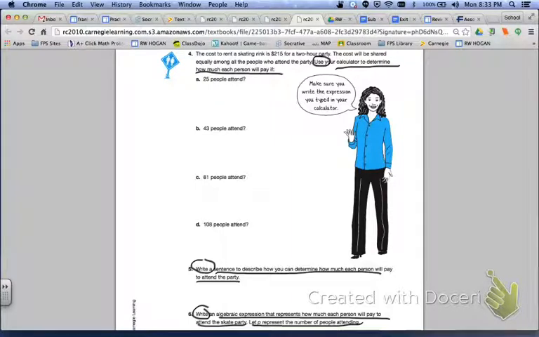Again, for number 5, you are writing a sentence to describe how you can determine how much money each person will pay to attend the party. And for number 6, write an algebraic expression that represents how much each person will pay to attend the skate party. P is going to be the variable you will use to represent the number of people attending.